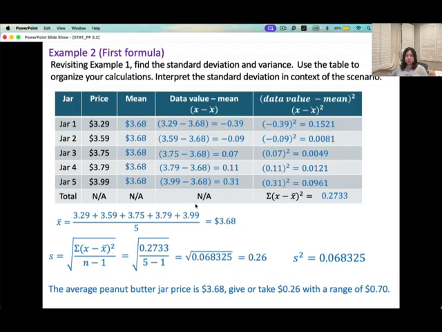Okay, interpret the standard deviation. So the average peanut butter jar price is $3.68. This is talking about the mean. Give or take, talking about the standard deviation, which is gonna be 26 cents, with a range of 70 cents. Okay, we got it from example 1. Okay, find out the range.